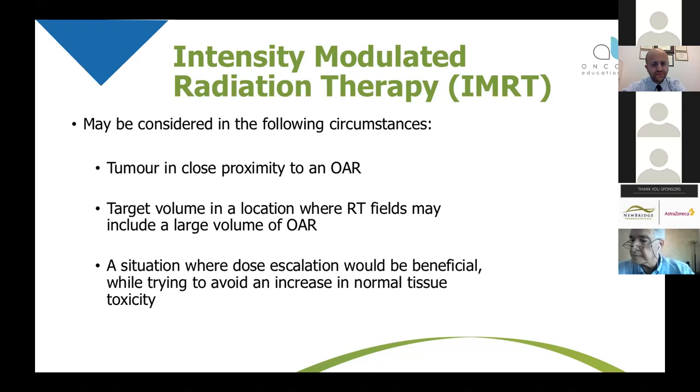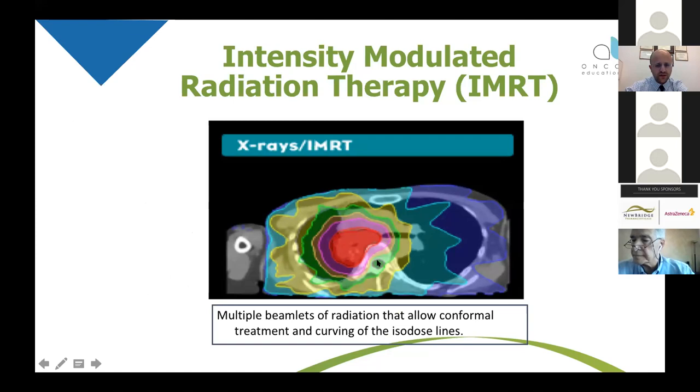On this slide, I illustrate how, for a tumor that is very close to the spinal cord, the use of IMRT can help us push the high dose radiation and curve it away from the spinal cord, as illustrated in this slide.